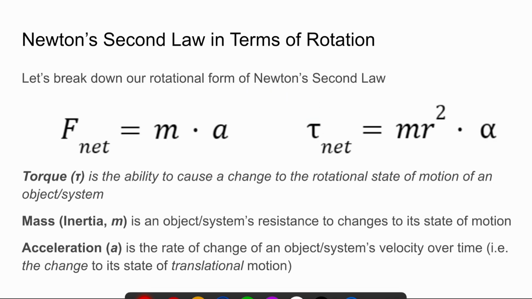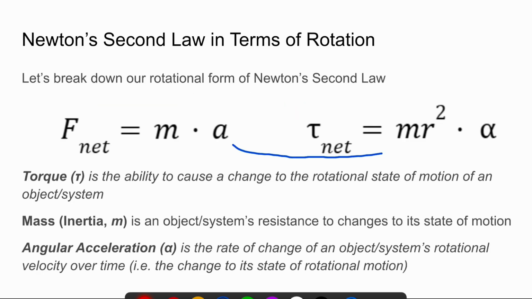First, we've got our net torque. Our net force is analogous to our net torque, right? Torque is the ability to cause change to the rotational state of motion of an object or system, much like force was the ability to cause change to an object's translational state of motion. We also have angular acceleration, and those two things are equivalent to one another. Whereas translational acceleration was an object's change in its state of translational motion, our angular acceleration is an object's change to its rotational state of motion.